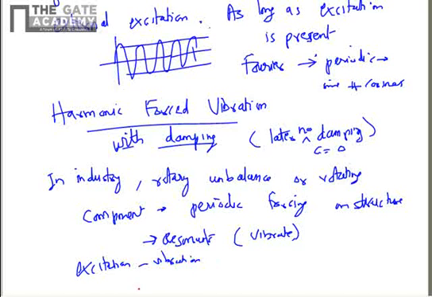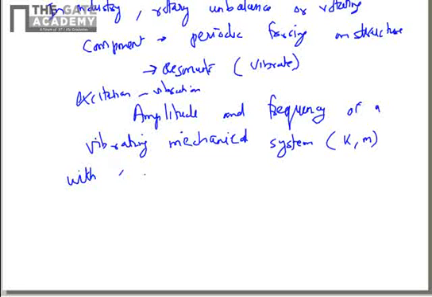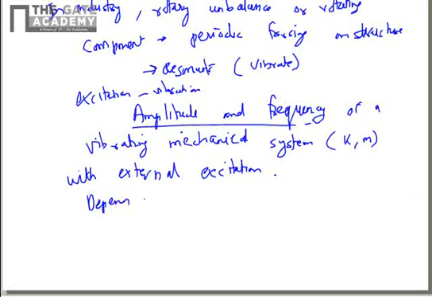So it is important to understand the amplitude and frequency of a vibrating mechanical system. That means it has some stiffness K and some inertia M, which is what is needed for setting up the oscillations. Such a system can naturally vibrate at a natural frequency. If such a system is made to vibrate by an external excitation, how the amplitude and frequency will look is the interest of the present section, because amplitude and frequency will depend on the external excitation.